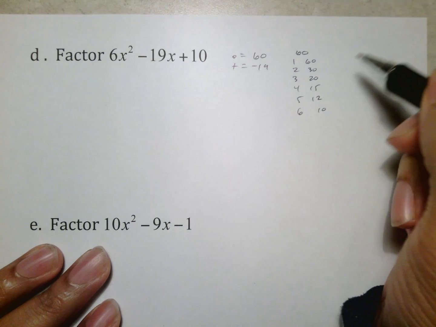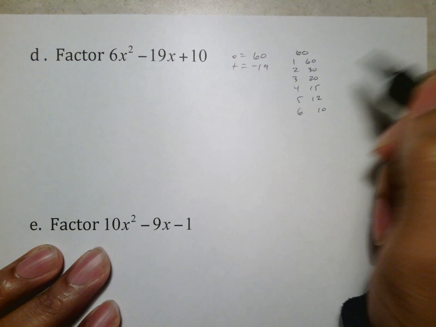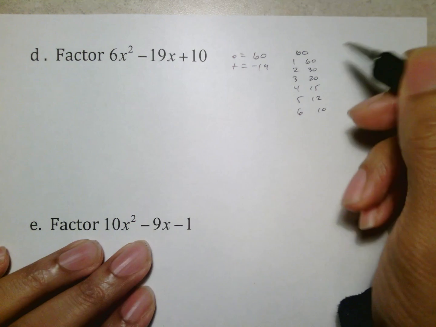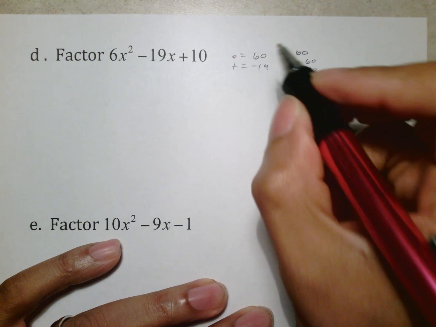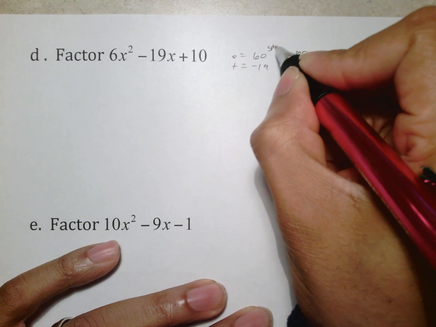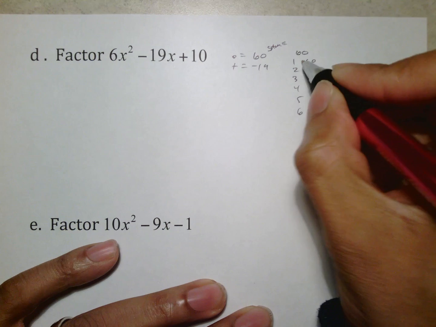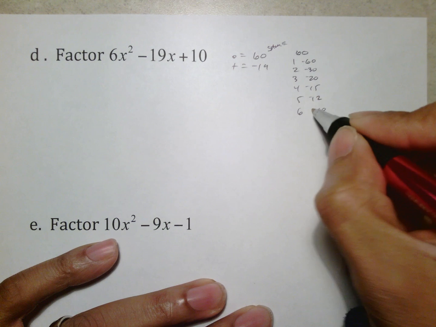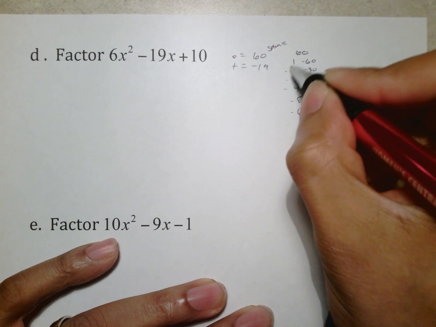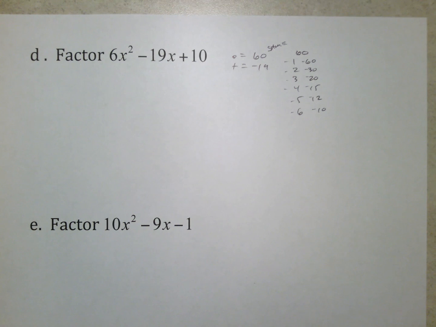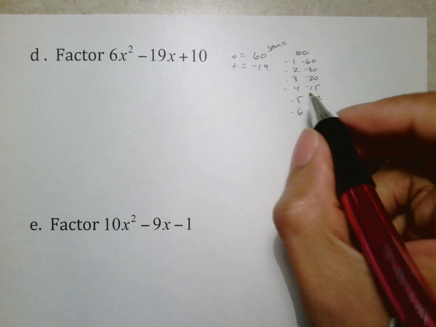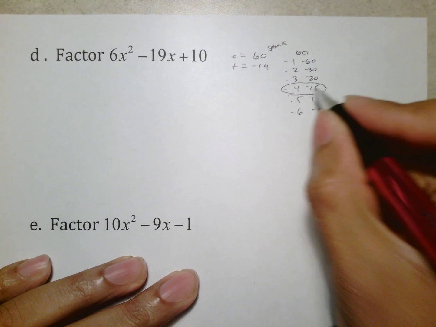Or you can go through and check it out on your calculator and make the tree. But you've done a lot of those last week, so I don't need you to focus on that right now. Bottom line is, it's positive 60, so the signs are the same. It's negative 19, which means that every single sign in this needs to be negative. And the ones that make negative 19 are negative 4, negative 15.